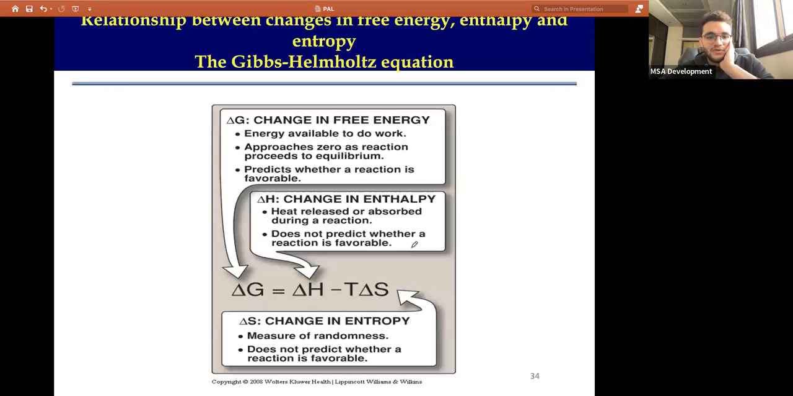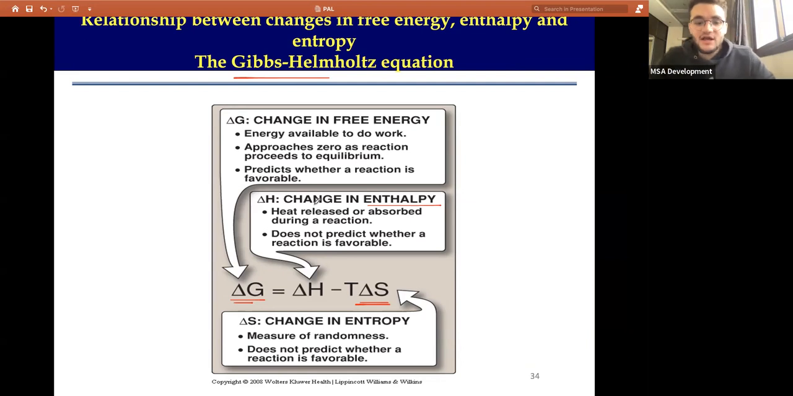You can also find Gibbs energy with another equation, called the Gibbs-Helmholtz equation. This equation relates the Gibbs energy, or the change in free energy, with enthalpy as well as entropy. So what is enthalpy? Enthalpy is energy in the form of heat. When energy is released as heat, this is what we call enthalpy. It could be absorbed or released. What about entropy? Entropy, as I said, is how random or how diverse it is.